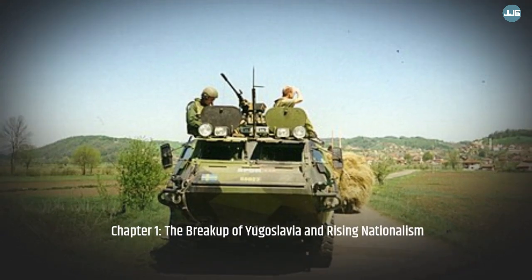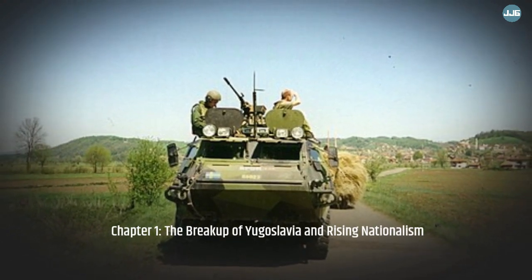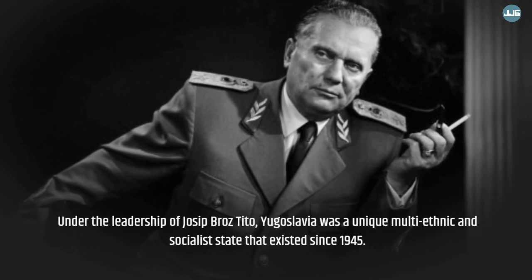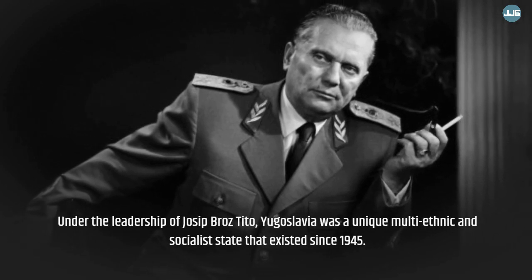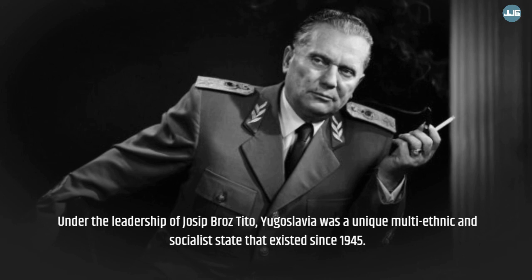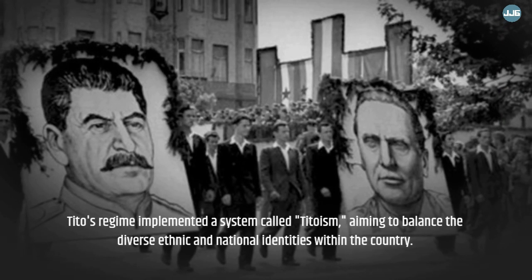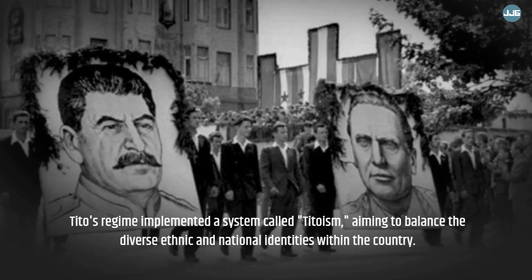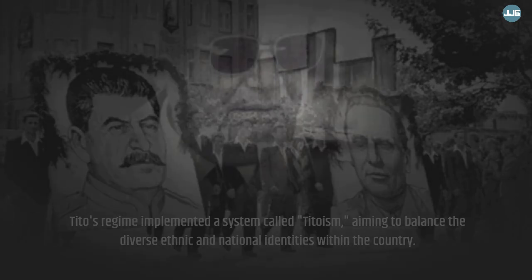Chapter 1. The Breakup of Yugoslavia and Rising Nationalism. Under the leadership of Josip Broz Tito, Yugoslavia was a unique multi-ethnic and socialist state that existed since 1945. Tito's regime implemented a system called Titoism, aiming to balance the diverse ethnic and national identities within the country.